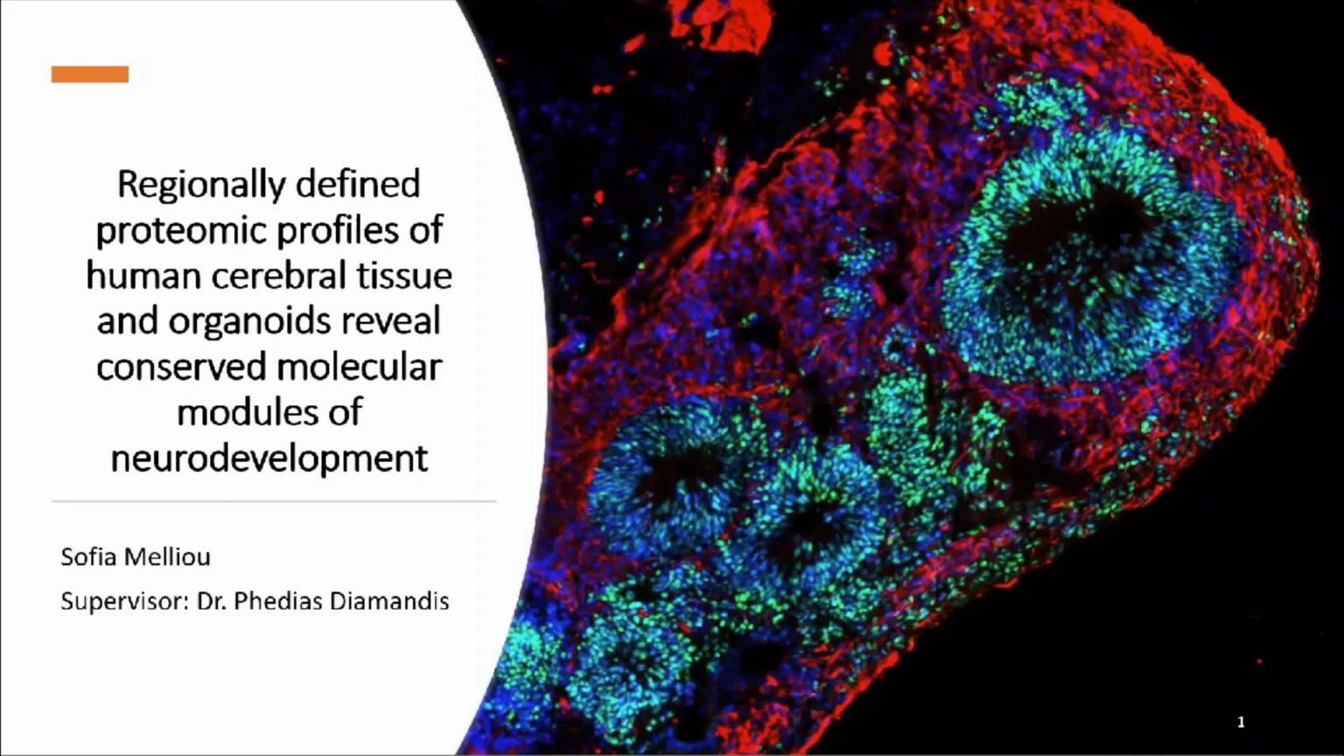Fabius Diamandis' lab. Today I'm going to give you a sneak peek at our recent paper that came out earlier this week in Cell Reports. This project is about how we regionally define proteomic patterns of human cerebral tissue and organoids, and how this analysis helped us reveal conserved molecular modules of neurodevelopment.